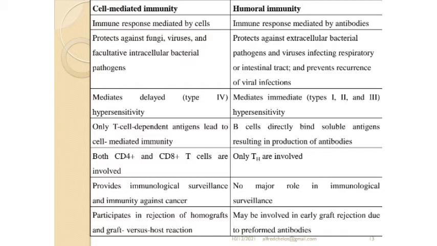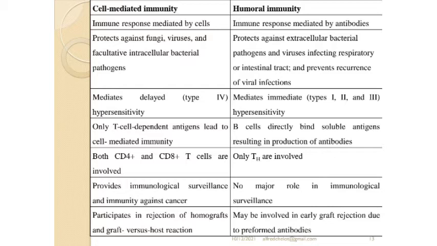Moving on to humoral immunity. This type of immunity is mediated by the antibodies which are produced by the B cells, and it protects the host against intracellular bacterial pathogens and viruses infecting the respiratory or intestinal tract, and it also prevents recurrence of the microorganisms. It is a type of immunity that mediates immediate hypersensitivity, that is, type 1, type 2, and type 3 hypersensitivity.